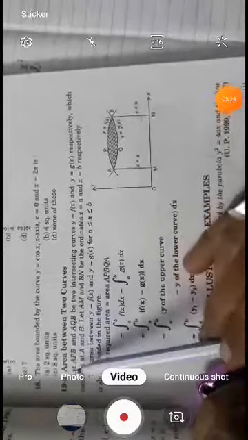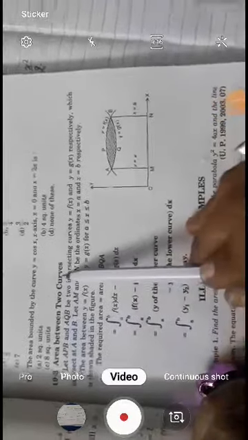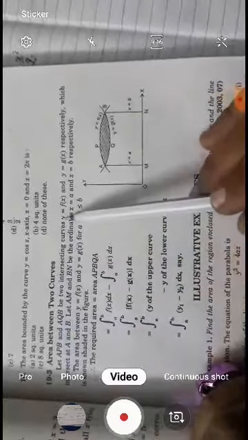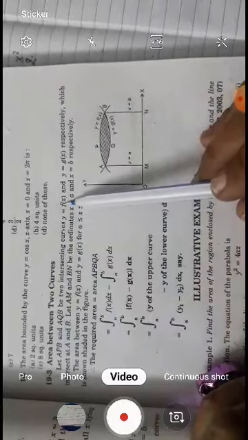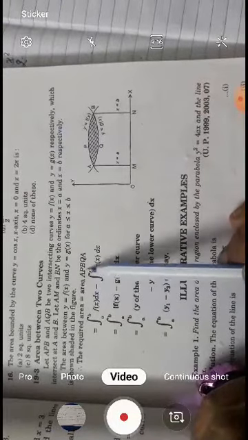Now the next topic is area between two curves. We have here two curves, y is equal to f(x) and y is equal to g(x) respectively. Then we have the area APBQ.